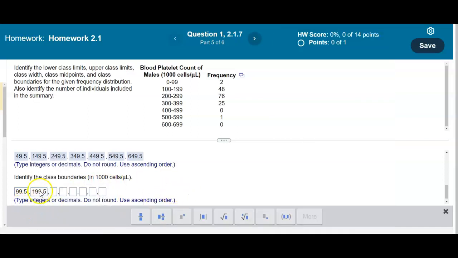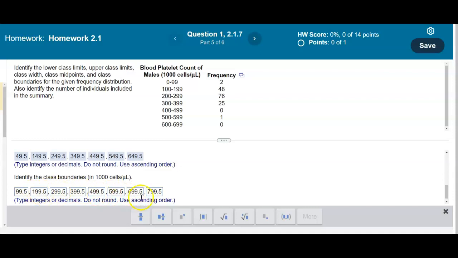Now again, what do you see as the pattern here? Well, again, you're adding the class width, which is 100. So if we add 100 to 199.5, we're going to get 299.5. Add 100 to 299.5, that is 399.5. Next we have 499.5, then 599.5, 699.5, and 799.5.